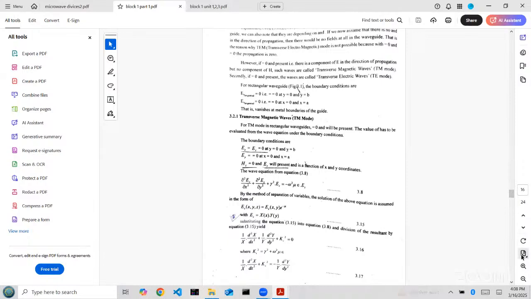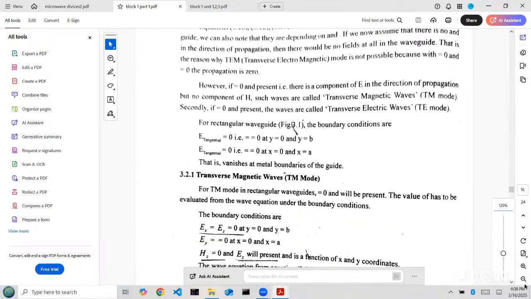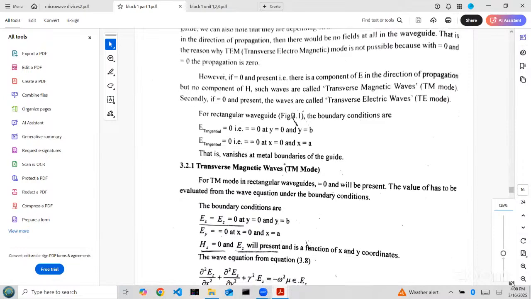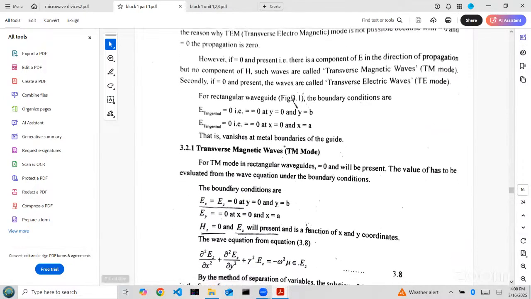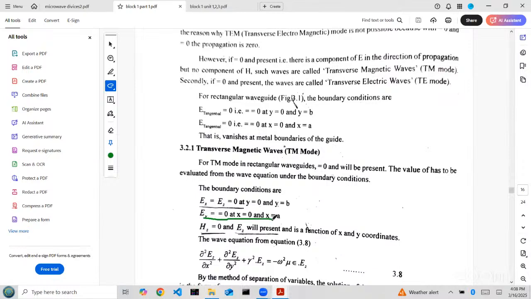What are the conditions we have? Ex, Ez equal to 0, where y lies between 0 to b. Next, Ey is equal to 0 where x lies between 0 to a. Another condition is Hz is equal to 0.